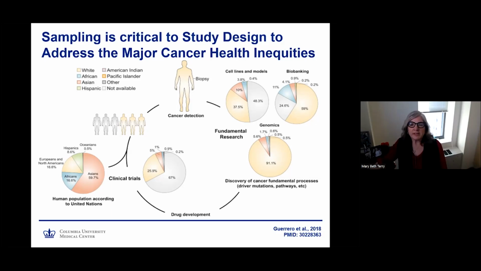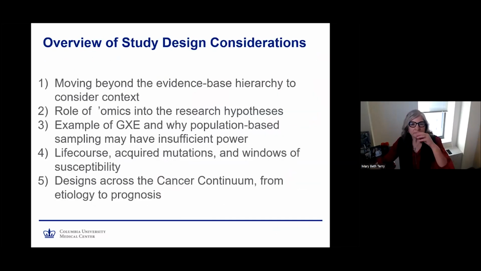Here on the right, we see how fundamental research is overrepresented by white individuals and very much underrepresented in most other racial and ethnic groups. This is a major gap in drug development tested in clinical trials, which have been important at reducing cancer mortality, as it is conducted with samples that very much do not mirror the global population that you see on the left.